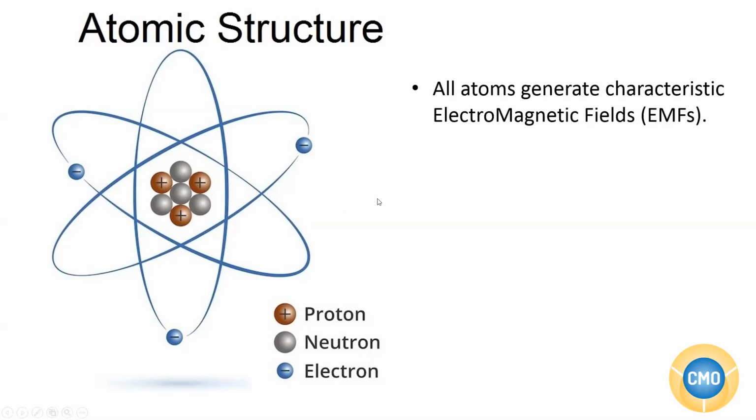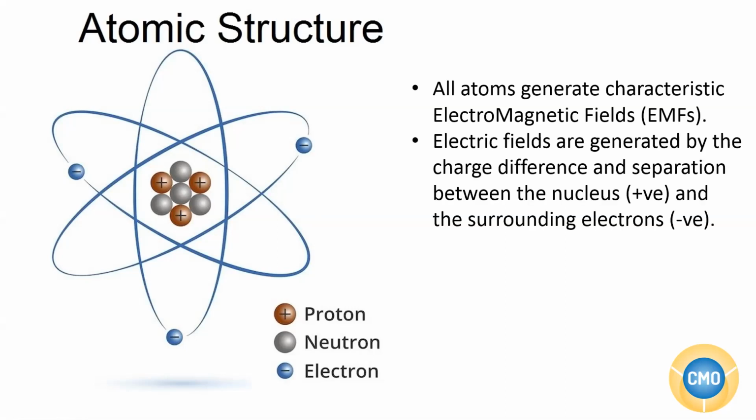So all atoms generate characteristic electromagnetic fields. The electric fields are generated by the charge difference and separation between the nucleus, which is positive here, and the surrounding electrons, which are negative, and that sets up a static electrical field. There doesn't have to be any movement involved for that to happen, although obviously with electrons circulating around there is movement as well.